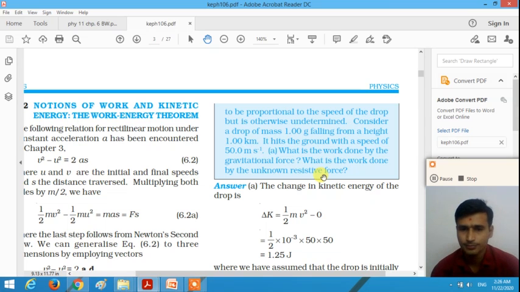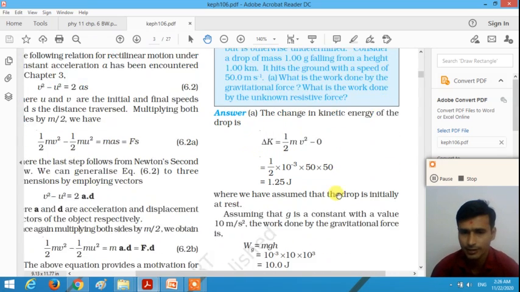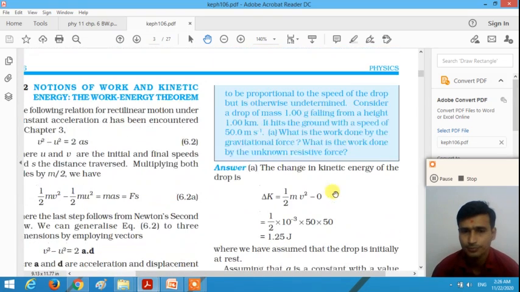So initially the raindrop is stationary at a height of 1 kilometer, and finally when it hits the ground, the speed of the raindrop is 50 meters per second. So it has some amount of kinetic energy. So work done is equal to the change in the kinetic energy of the drop. Delta K is equal to 1/2 mv squared, that is the final kinetic energy, minus 0, that is the initial kinetic energy.